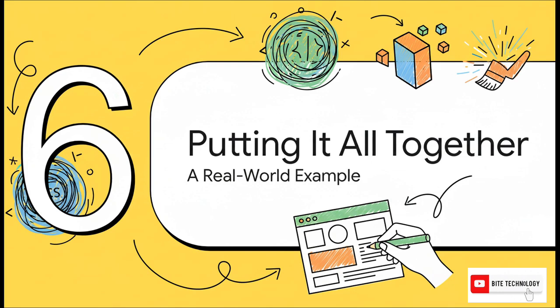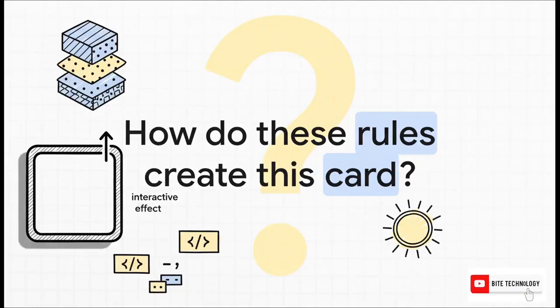Theory is great, but now let's put it all together and see how these concepts actually combine to create a real component you might see on a website. So, take a look at this finished card. It's got a background color, those nice rounded corners, a subtle shadow, and even a little interactive effect. It might look complex, but I promise you, it's just a combination of the simple rules we've just learned. So, let's deconstruct it. How do we get from a few lines of code to this?